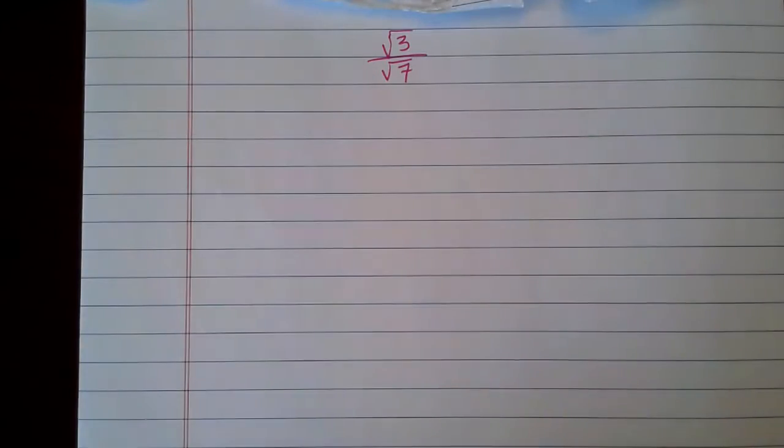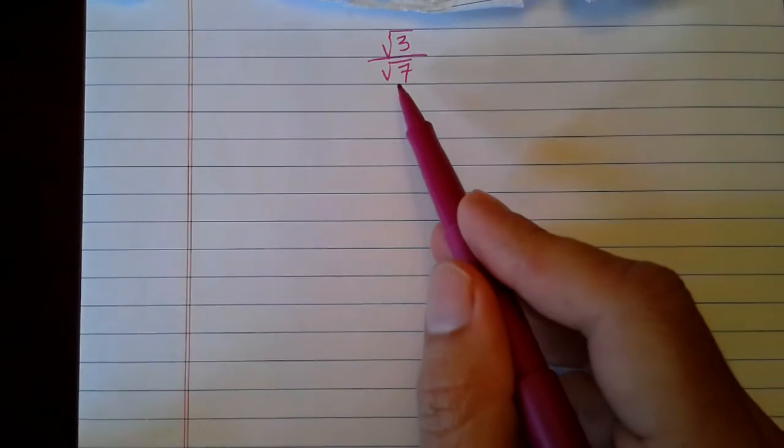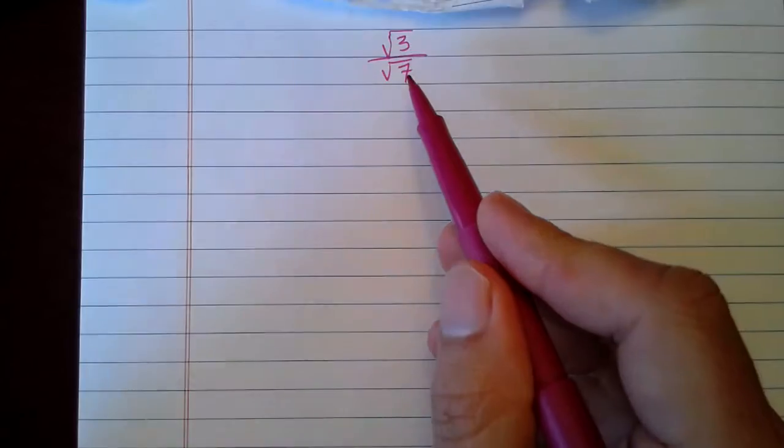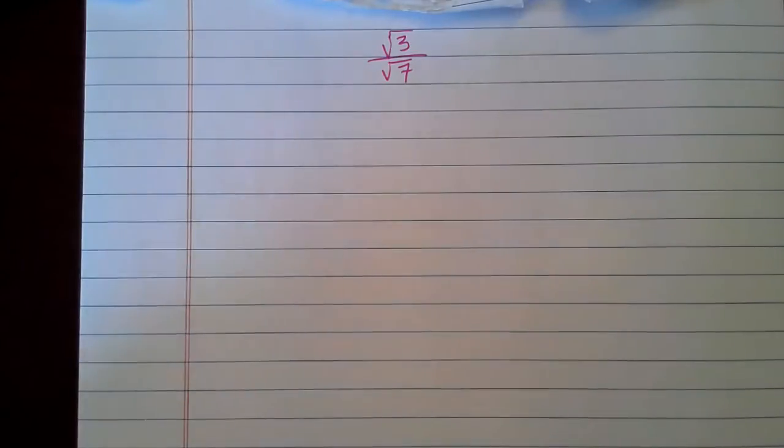The reason we can't leave it that way is it's irrational. We can't ever have an irrational number in the denominator or divide by an irrational number, because it goes on forever and ever, non-repeating. So what we do is something called rationalize the denominator. Since it's irrational, we need to make it rational, hence rationalize. That's where the name comes from.